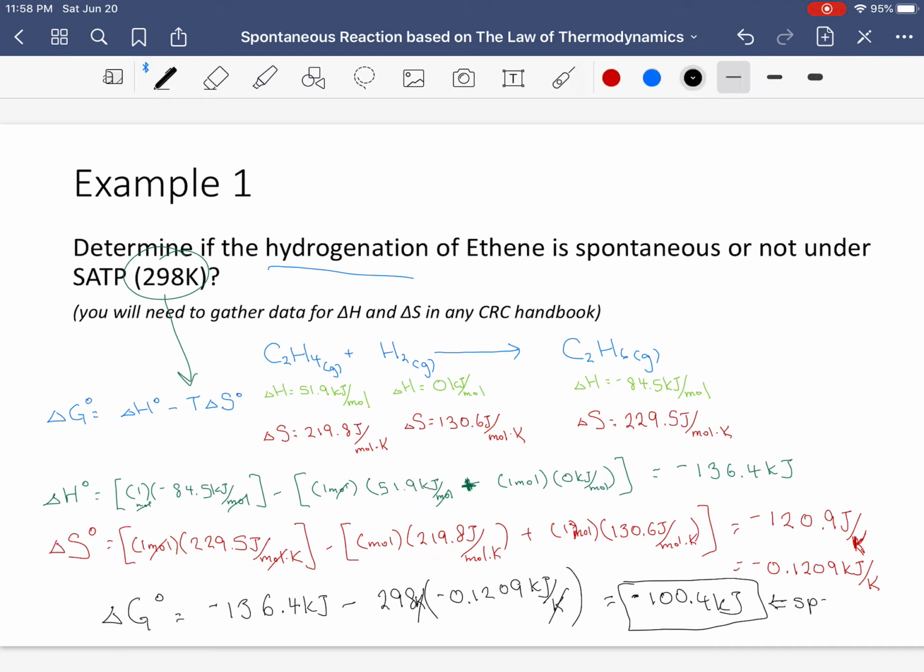As a result, this reaction is actually spontaneous. Okay, hydrogenation reactions are spontaneous. So if you take some sort of alkene, an unsaturated hydrocarbon, reacting it with hydrogen gas will spontaneously give you a saturated hydrocarbon.